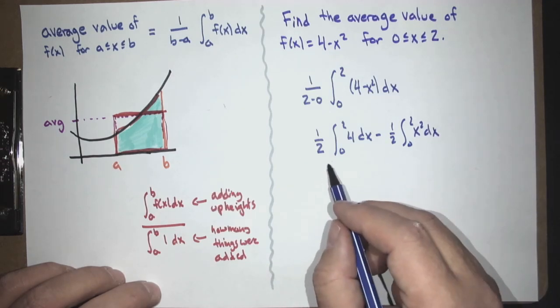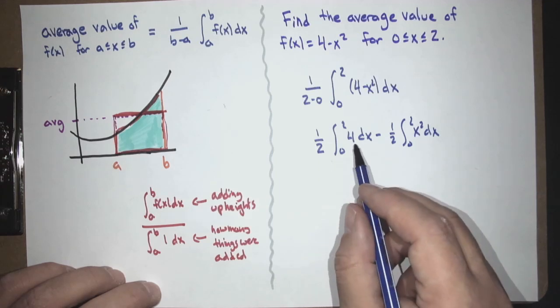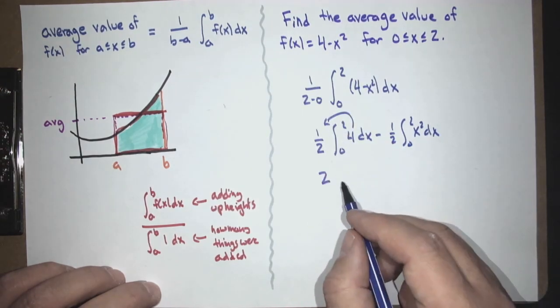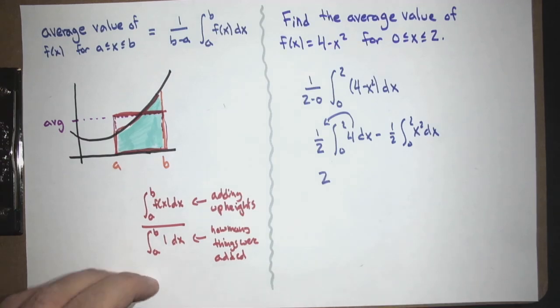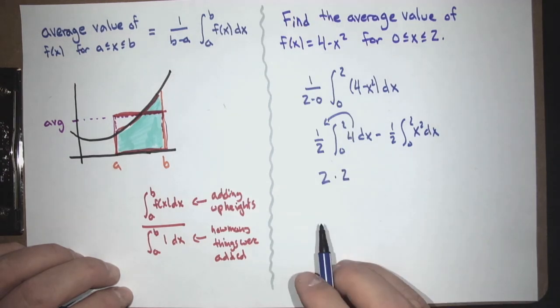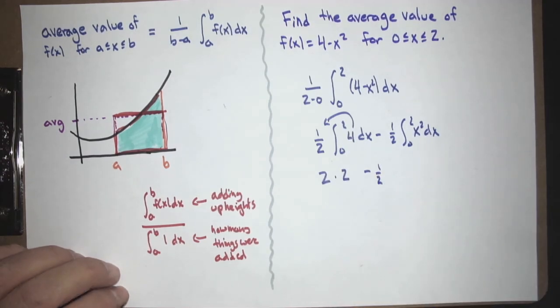The first integral, that's not hard to figure out. So if you factor the 4 out, this is 2, and then it's saying integrate from 0 to 2 of 1. And last time we figured out, oh, we can integrate from 0 to 2, or 0 to any number of 1, and the value is the upper bound. Minus 1/2 integral 0 to 2 of x squared.